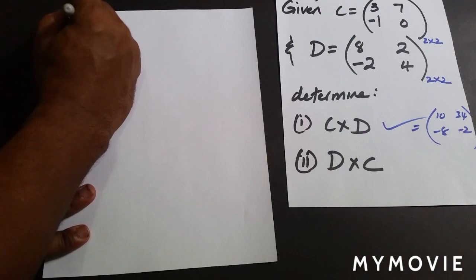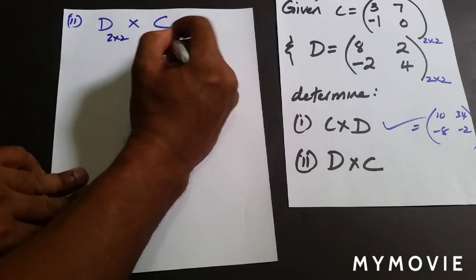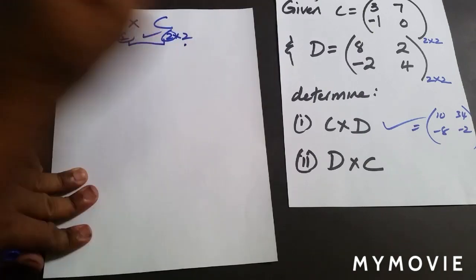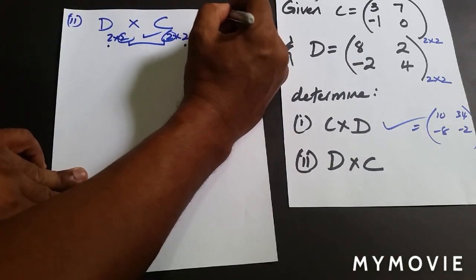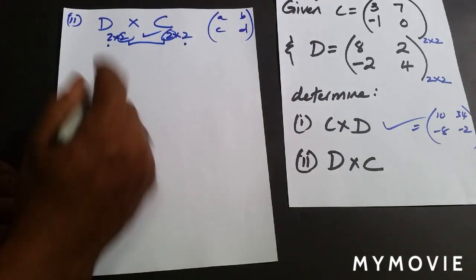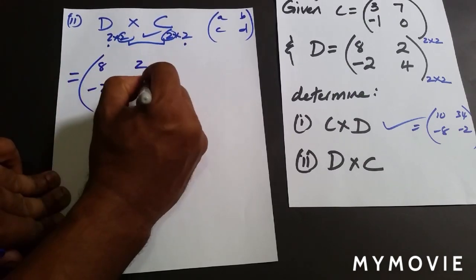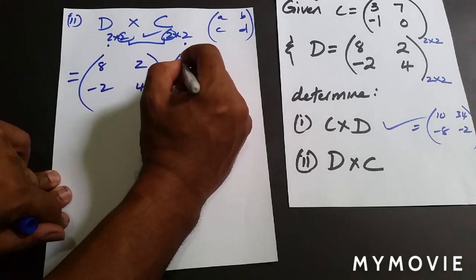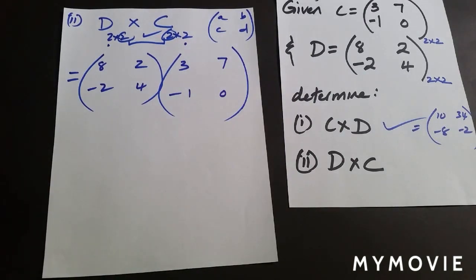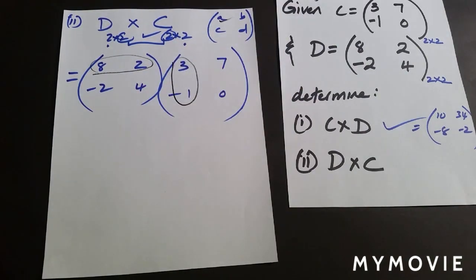So part 2 says D times C. Now in this case, D is the first matrix. Matrix D is a 2 by 2. The inner numbers, of course, are the same, so we can multiply, and again, it should end up with a 2 by 2 matrix, which looks like this, of course. So let's proceed now. D comes first, so matrix D is 8, 2, minus 2, 4 times matrix C, which is 3, 7, negative 1, and 0. And again, it's row by column. So first row, first column to give us that element right there.